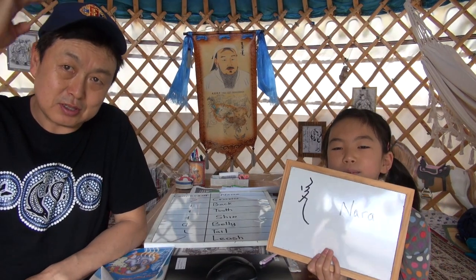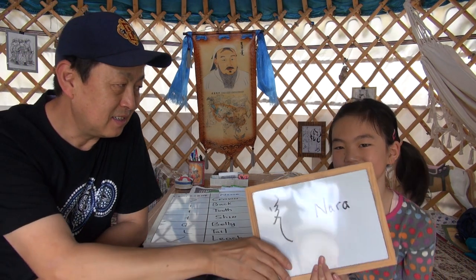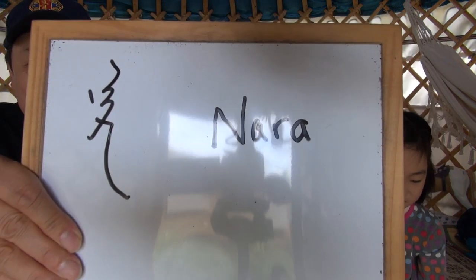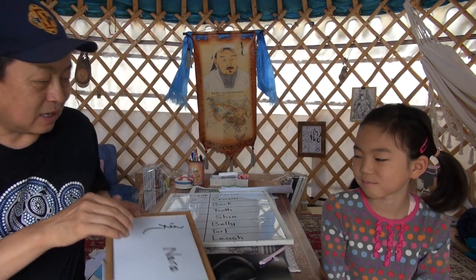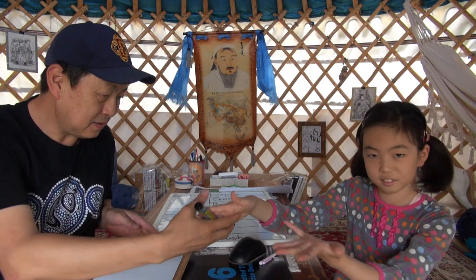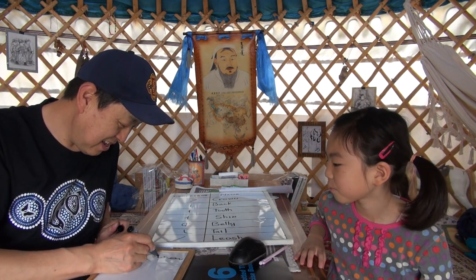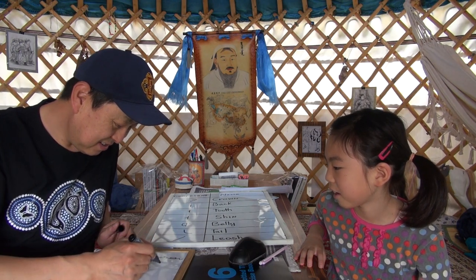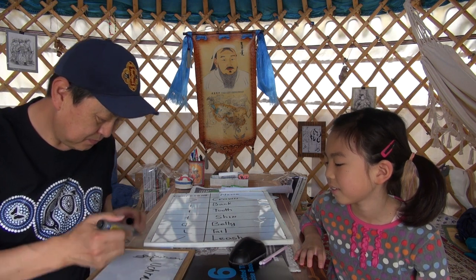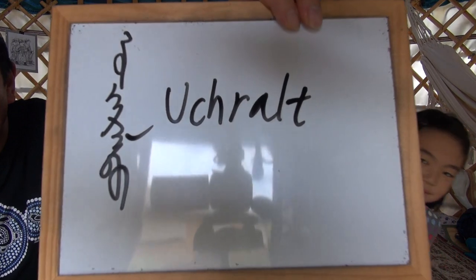Okay. So, would you want to introduce yourself? I'm Nara. This is how to write Nara. And then, Daddy, my turn? Yes, your turn. His name is way more complicated than mine. Many more letters. Many more symbol things. And here's my name, Ochrelt.